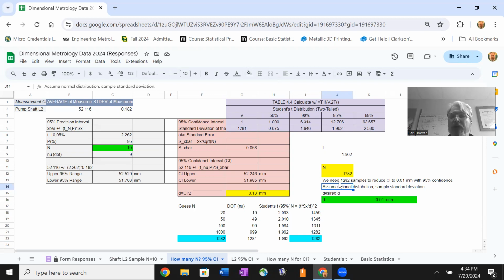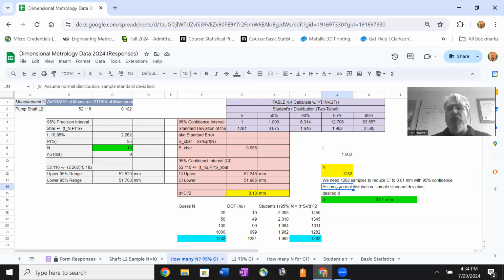So 1,282 samples, is that reasonable? It might be, depending on the application. It might just be too many. And we might say we're going to have to find other ways to reduce our confidence interval. One simple way would be to reduce the standard deviation. And that probably could come through manufacturing quality control, manufacturing processes that we tighten up, or even measurement practices that we tighten up and get more repeatable.